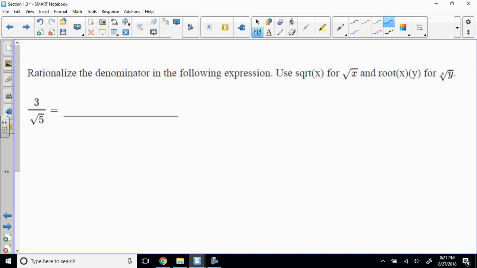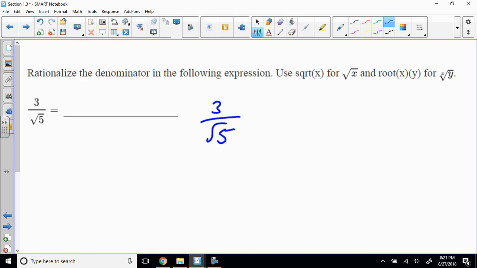Okay, rationalize the denominator. We're looking at square roots, and the radical's in the denominator. We can't have a radical in the denominator. That's a big no-no. So we have to do a process called rationalizing. So we've got 3 over the square root of 5. Now, I need to find something that I can multiply the square root of 5 by, because it's a square root, to make it a perfect square, right?